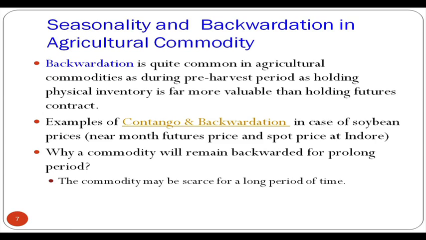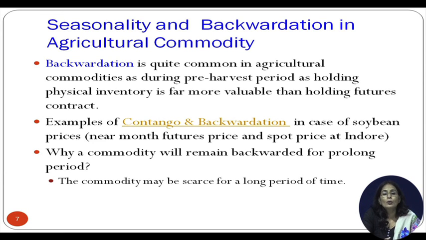Now let's see whether this really happens in the case of an agricultural commodity. In this case, I am going to show you how contango and backwardation happen for soybean. In the link file, I'll show you the comparison of the spot price prevailing at Indore and the near month futures price at NCDEX, that is the M1 price at NCDEX.